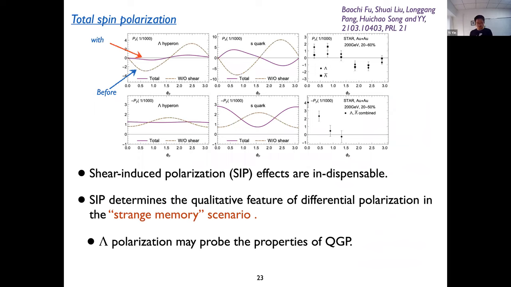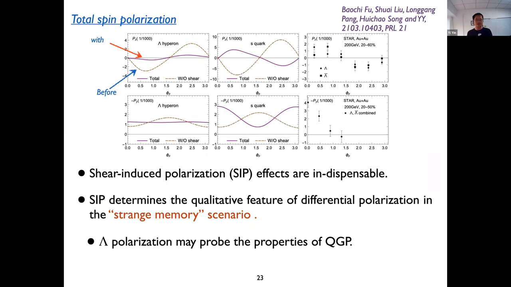So this slide summarizes our phenomenological studies. The first conclusion I want to make is that the shear-induced polarization of sieve effects are indispensable in the studies, because you can see this purple curve is the results. This dashed curve is results without shear. This purple curve is with the shear. You can see the significant differences.